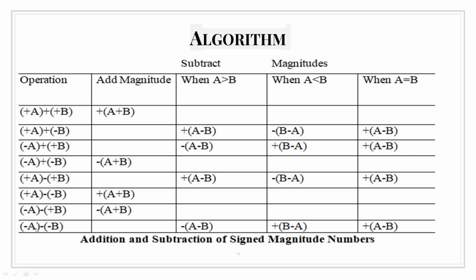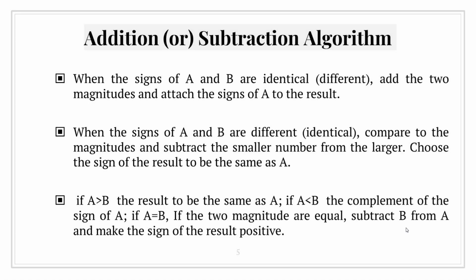The last operation is minus A minus minus B. Here minus into minus is plus. So both the signs are different. So we have to directly go for subtract magnitudes. When A is greater than B, B is subtracted from A and we take the sign of A for the result, that is negative. When A is less than B, A is subtracted from B and we take the positive sign, that is B's sign, for the result. When A is equal to B, B is subtracted from A and we take the positive sign for the result.